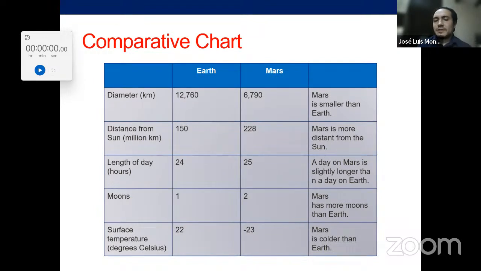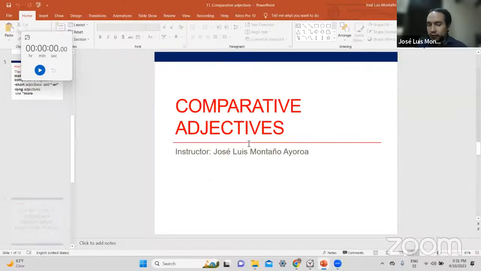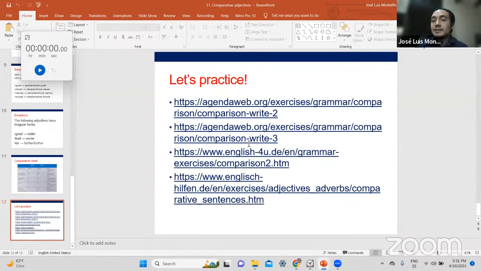And here we have a chart. We're not going to work in this chart now, actually. We're going to work on something different again. But you can see that right on the right, you have some sentences comparing the Earth with Mars in terms of diameter, distance, length, moons, surface, well, those characteristics. And that's it. We're going to use this information, but I just wanted to show you that presentation to be sure that everything is clear.